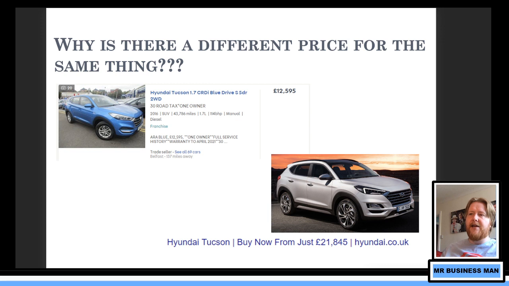You've got a Hyundai Tucson, 1.7 CRDI blue drive, 5-door, 2-wheel drive. This one's a 2016. This one's 12,595. Full service, one owner, and so on. This one is a Hyundai. If you want to buy it today, it's 21,845. Why is that? It's because of depreciation.